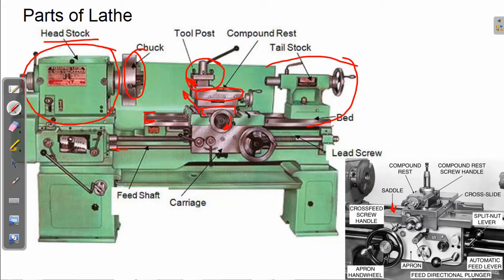Here you can see two very important things. One is the feed rod or the feed shaft, and another one is a threaded rod, which is the lead screw. So this one is the lead screw, which is threaded, and there is no thread in the other one, which is the feed rod or the feed shaft. Okay, so this part is the carriage, this one is the headstock, this one is the tailstock, and the carriage moves over the lathe bed, and the feed rod and lead screw are used to give the automatic feed to the carriage. Okay. So these are the main parts of the lathe.